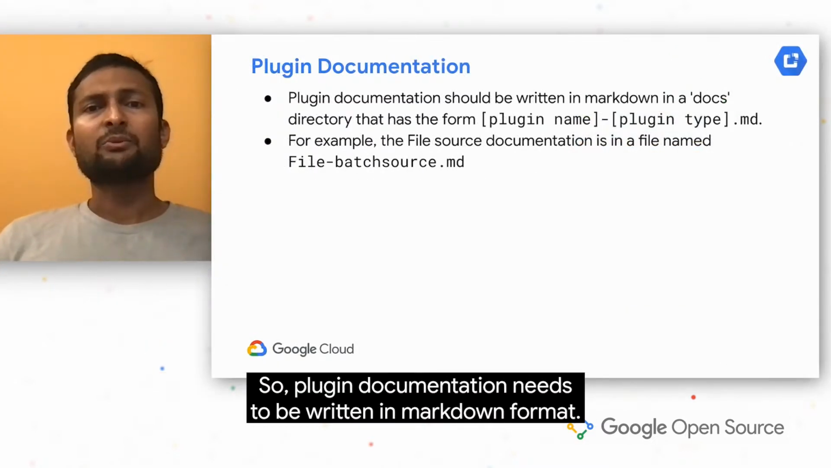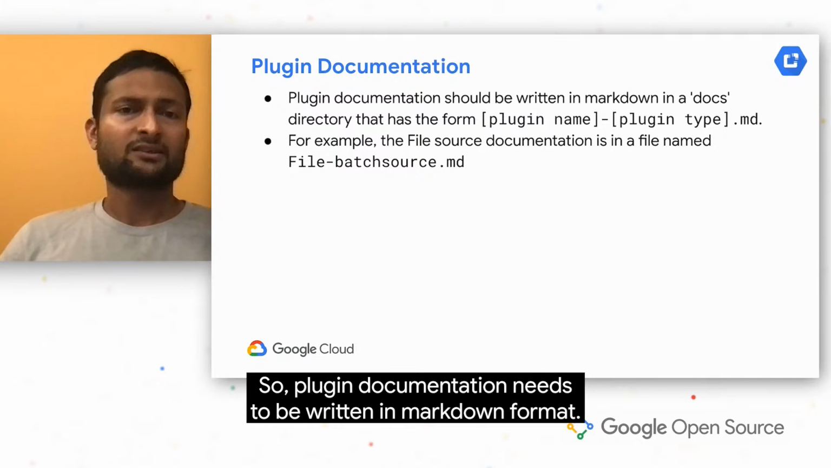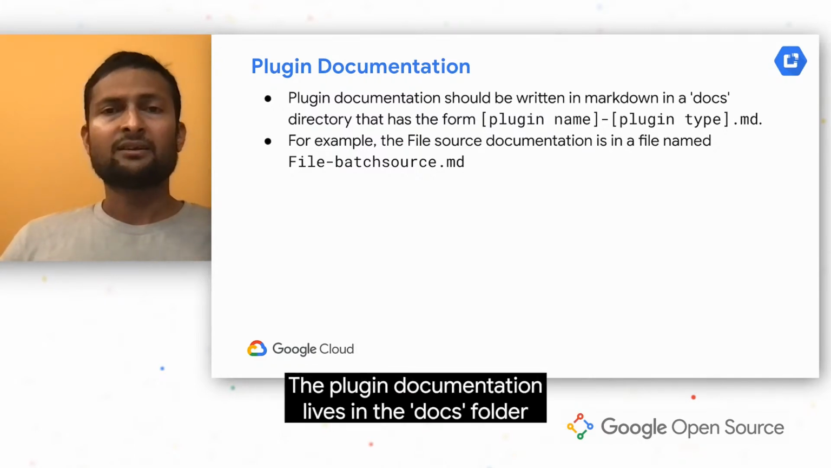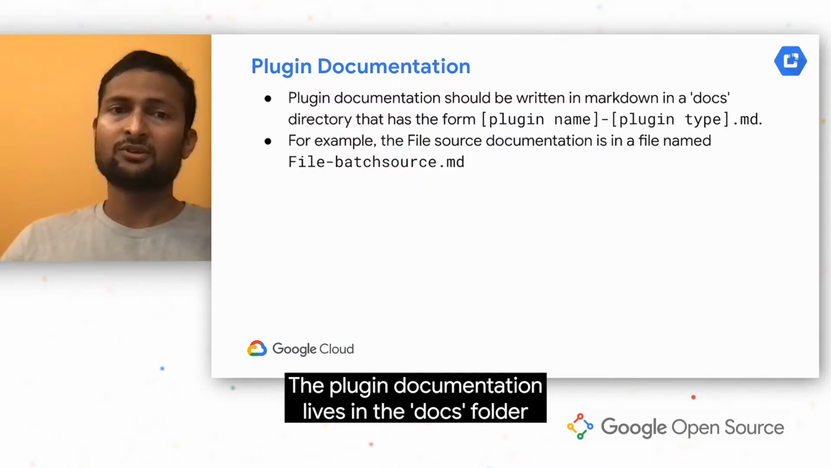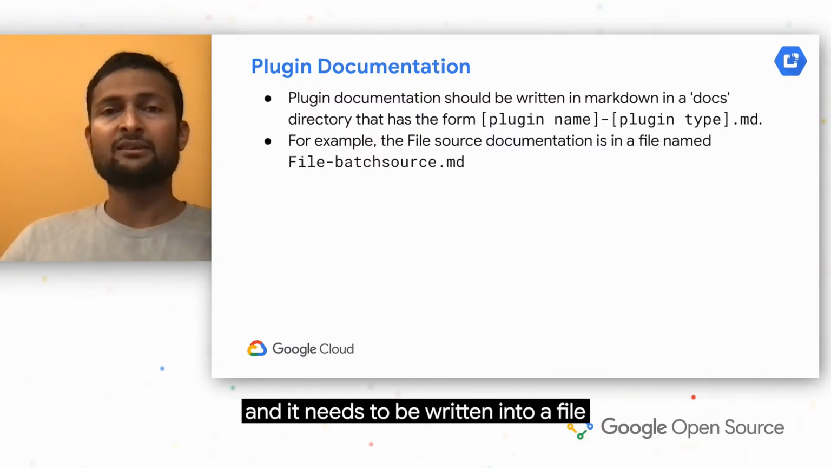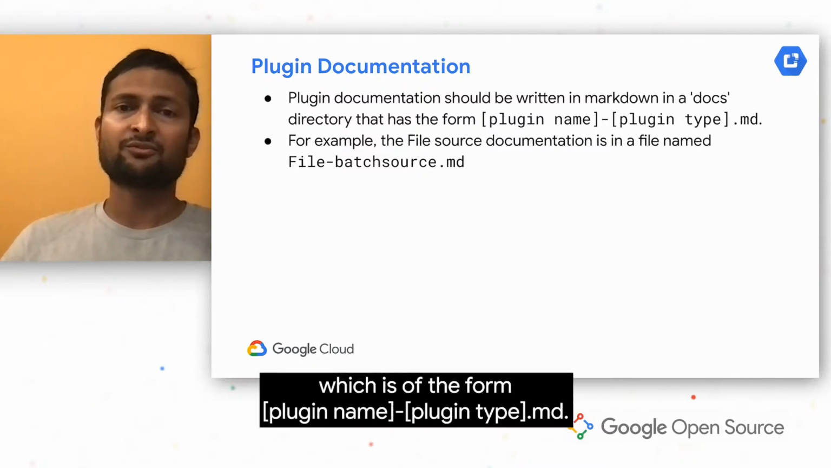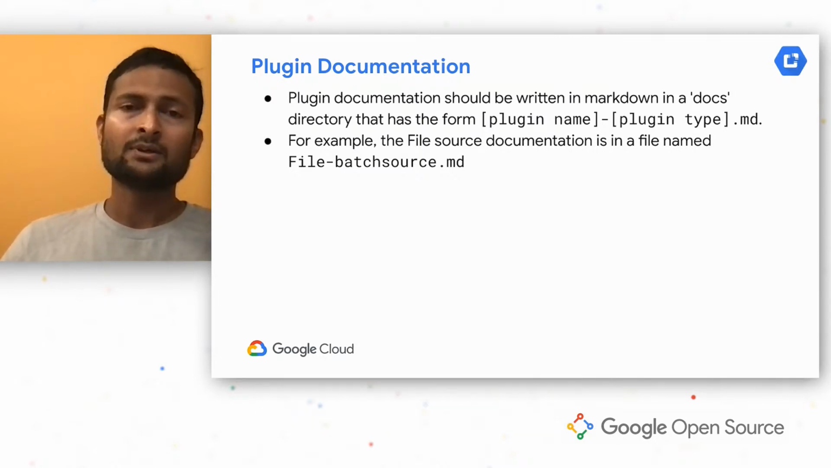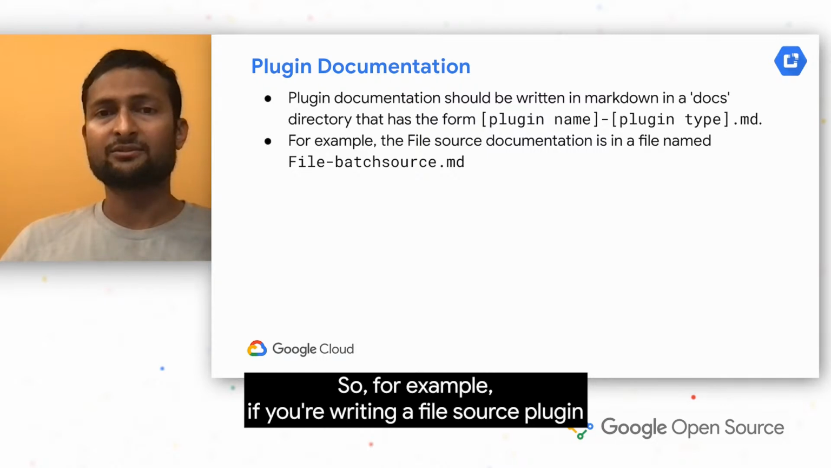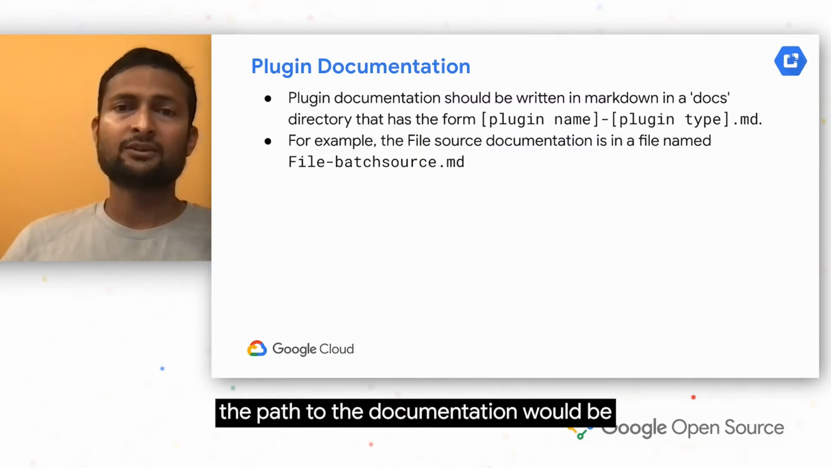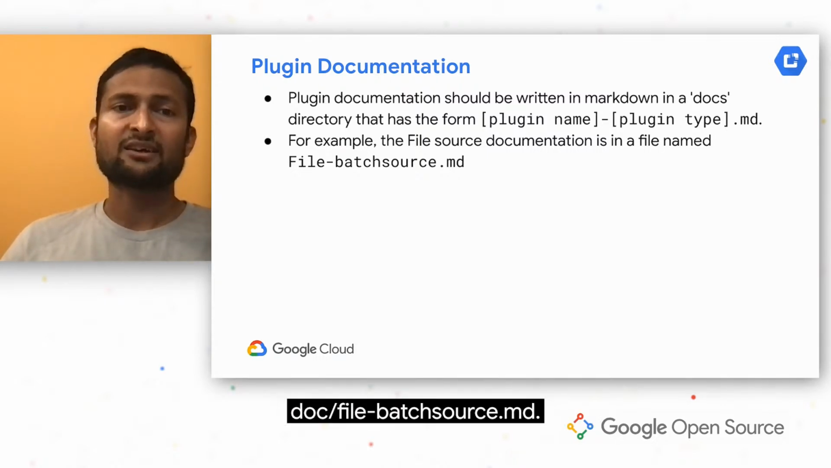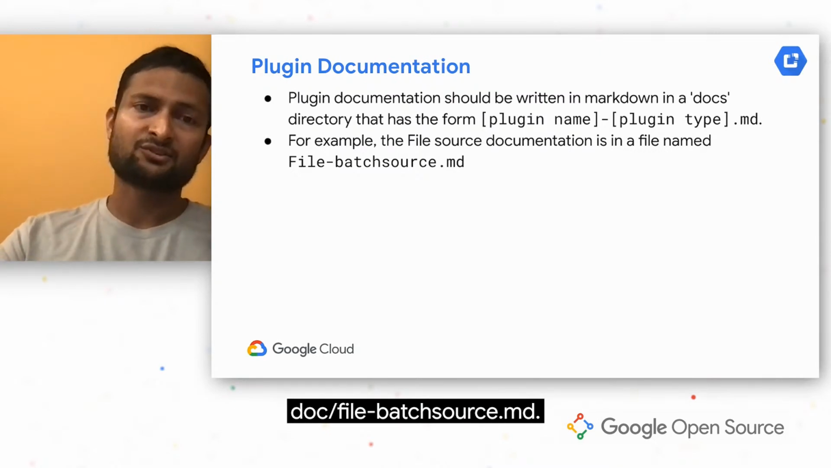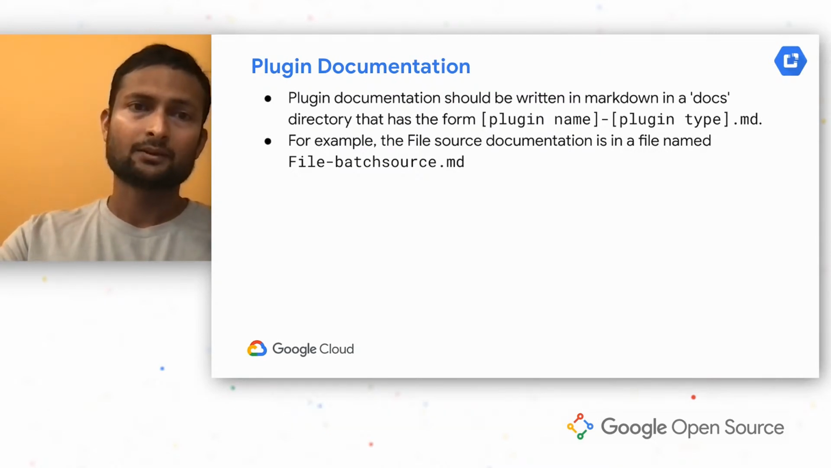So plugin documentation needs to be written in Markdown format. The plugin documentation lives in the docs folder, and it needs to be written into a file which is of the form plugin name-plugin type.md. So for example, if you're writing a file source plugin, then the path to the documentation would be docs/file-batch-source.md.